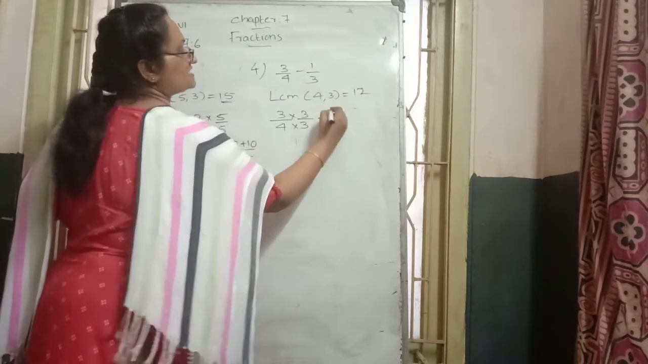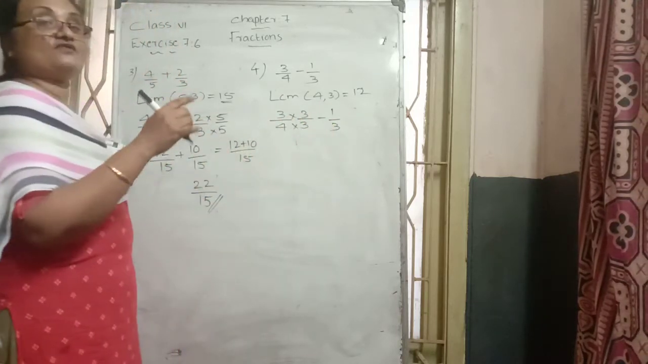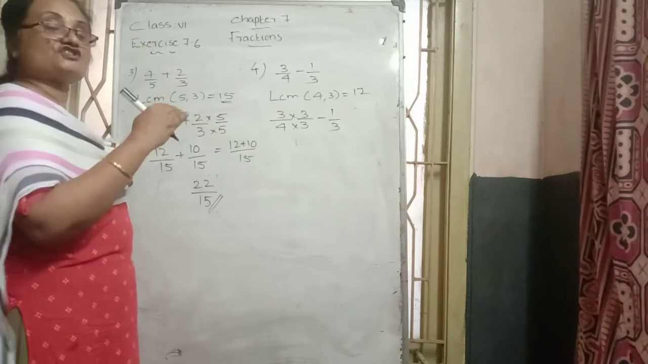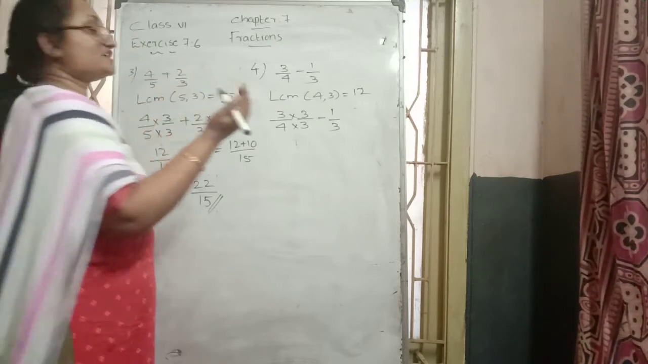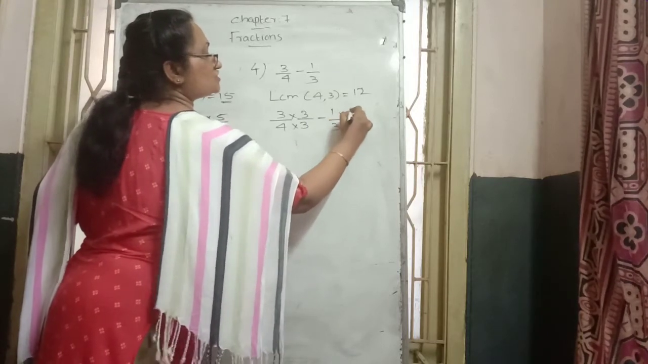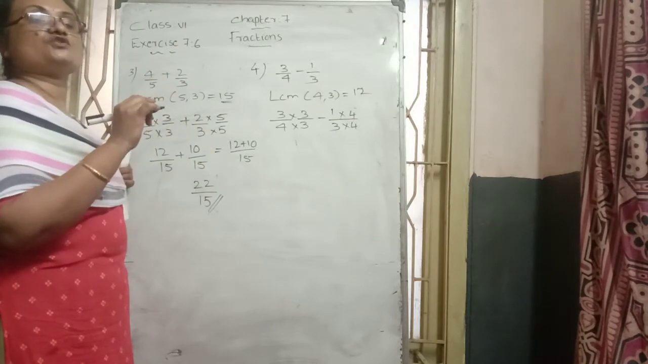Then minus, the next fraction is 1 by 3. Again here the denominator is 3. We want to change 3 to 12. How to change? Thinking 3 table, when we get to 12, 3 4s are 12. So 3 is multiplied with 4. What change we make? Same change make in the numerator also. That same 4 is multiplied with the numerator 1 also.